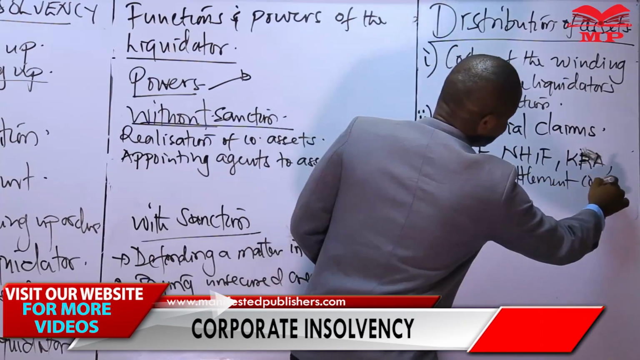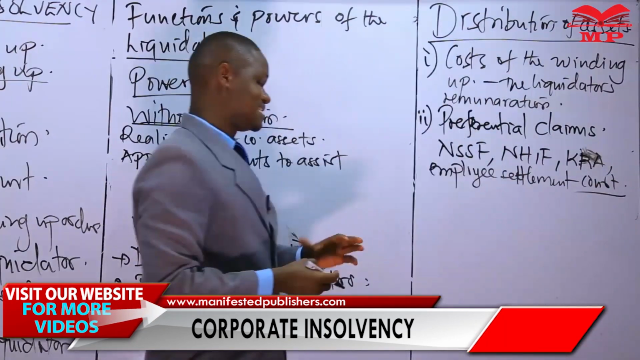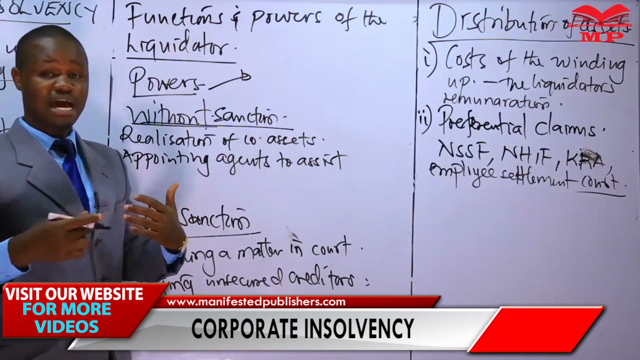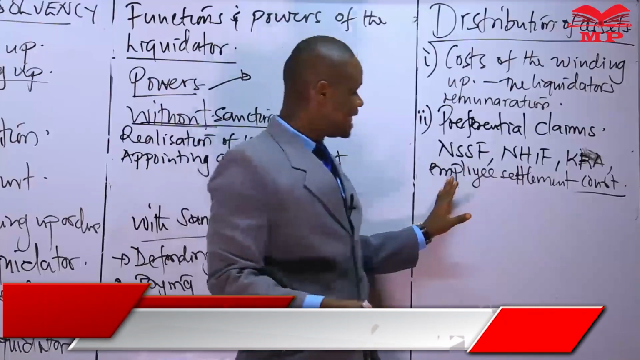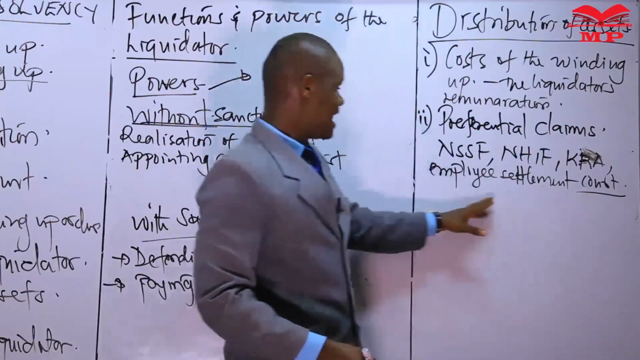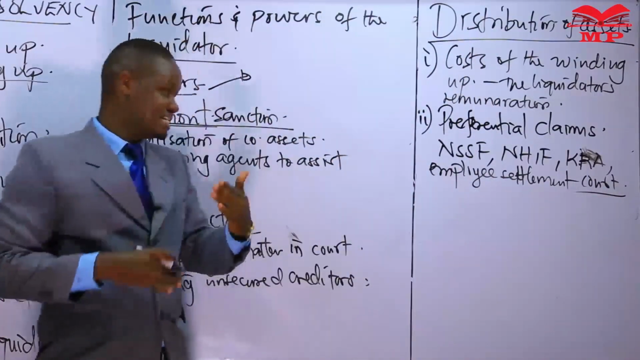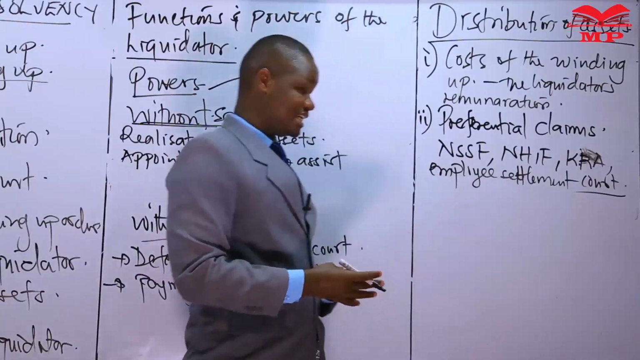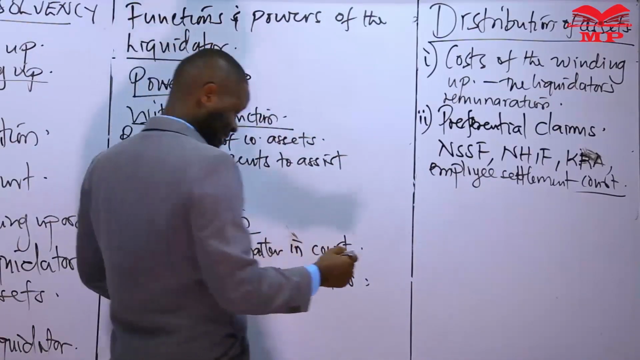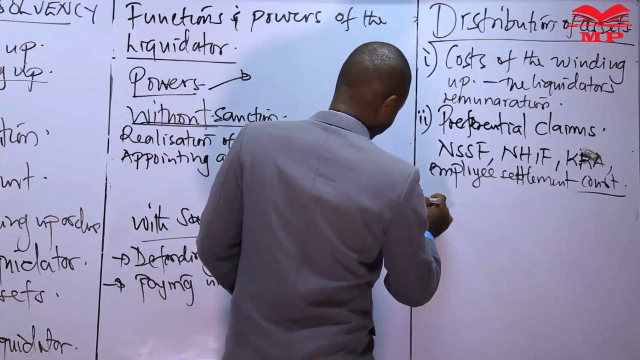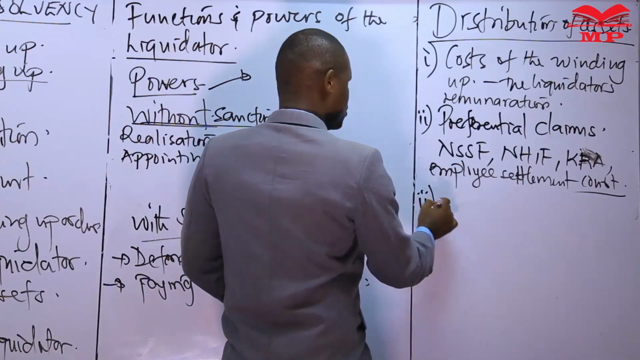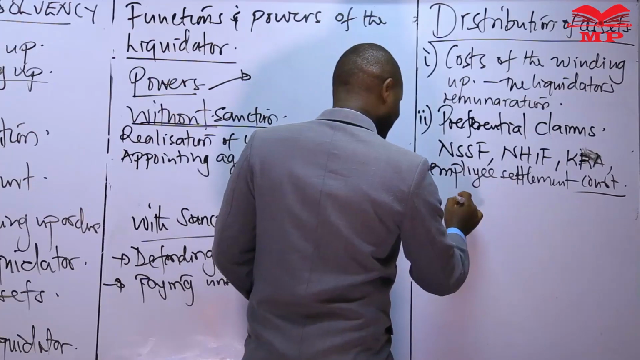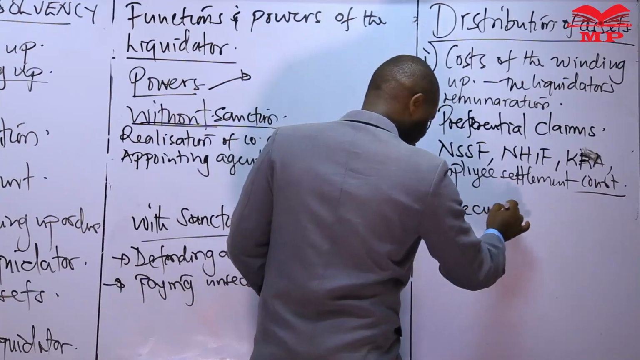This is as a result of any court matters or court decisions that had been made, and employee salaries that are outstanding and have not been paid. They come in as a preferential claim to be settled before any other matters relating to this company are settled. Then once these preferential claims have been paid, we can pay the secured creditors.